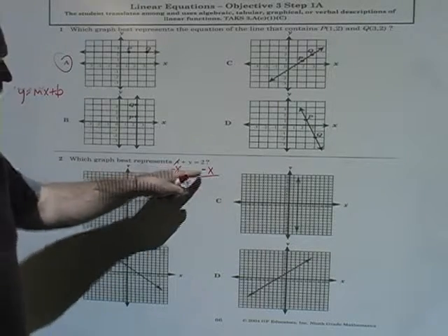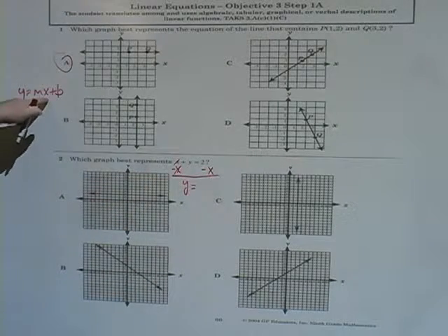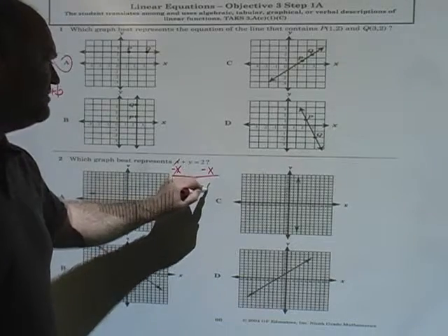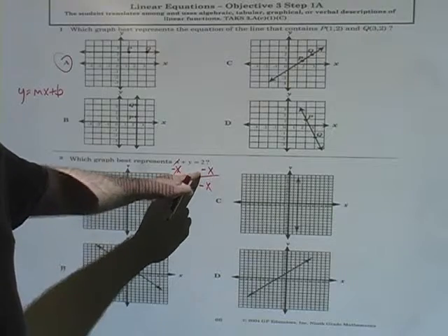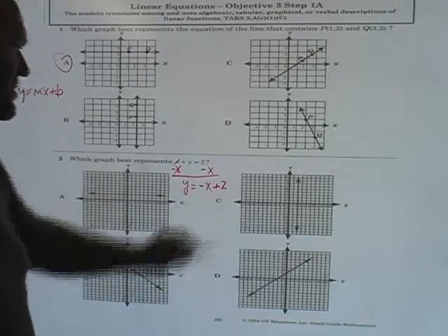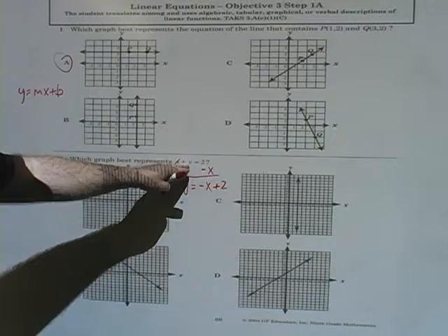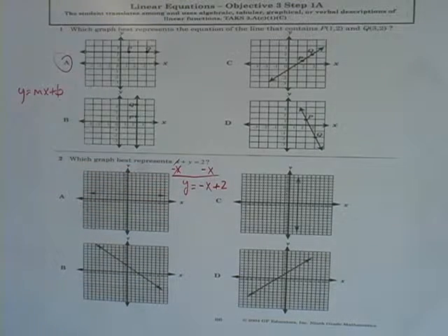Well, I want to write it in this order. I want to put the x's first. So I'm going to put negative x, because the sign on the x is negative. And then 2 is positive, so I say plus 2. Okay, so now we've got our equation in slope-intercept form right here. And this is the same line that we started with. It's just we changed the form of it.